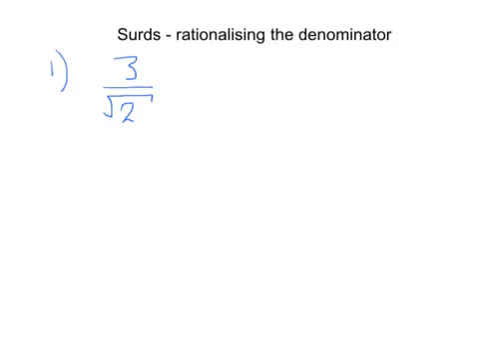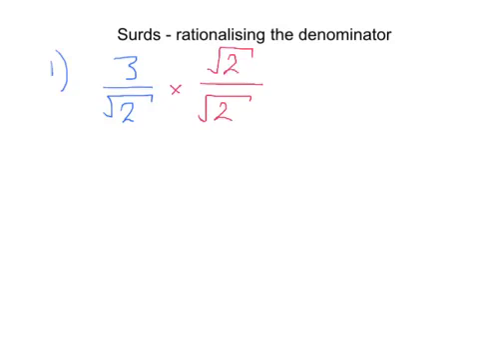Now, the only thing I can multiply root 2 by in order to rationalise it would be another root 2, because root 2 multiplies with root 2 to make 2. So I'm going to have to multiply this by root 2. Now, in order not to change the numerical value of this fraction, 3 over root 2, I'm going to have to multiply it by a fraction that is effectively root 2 over root 2.